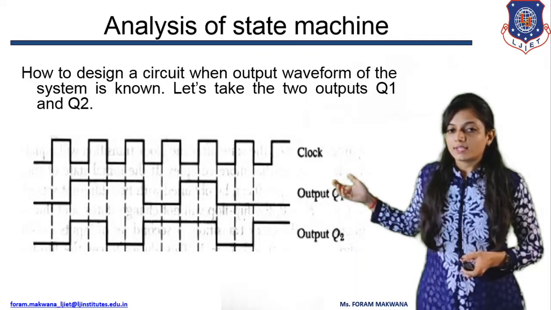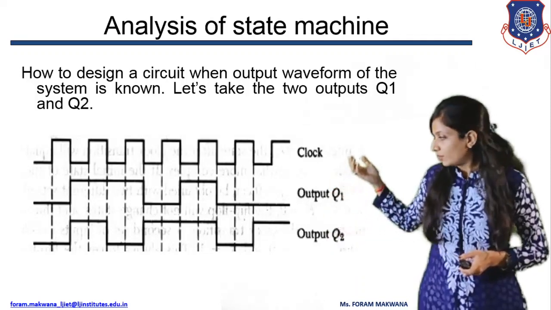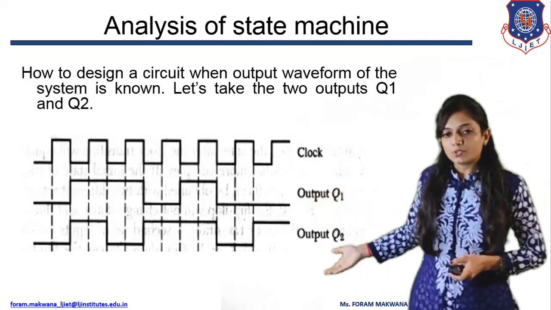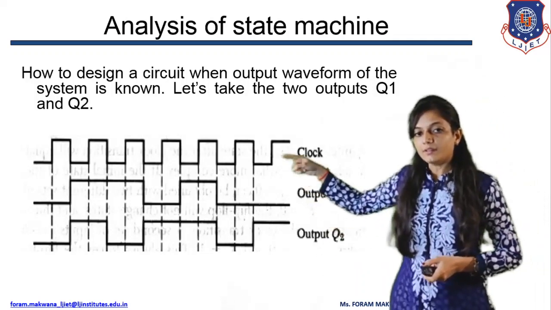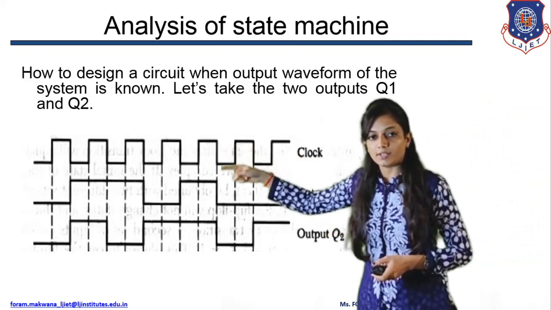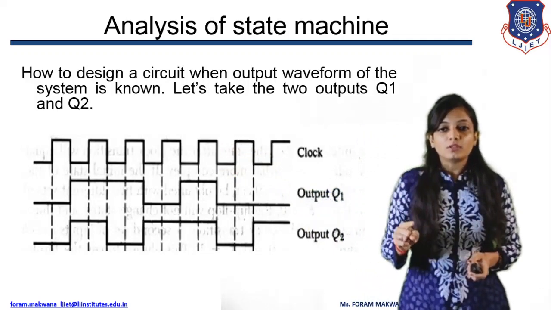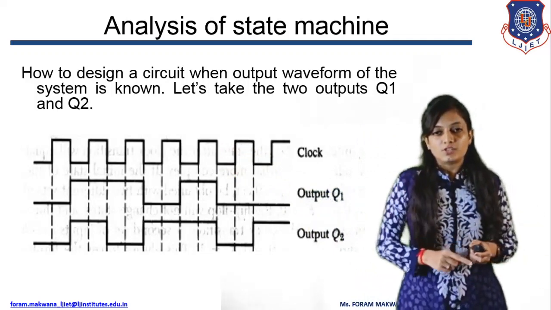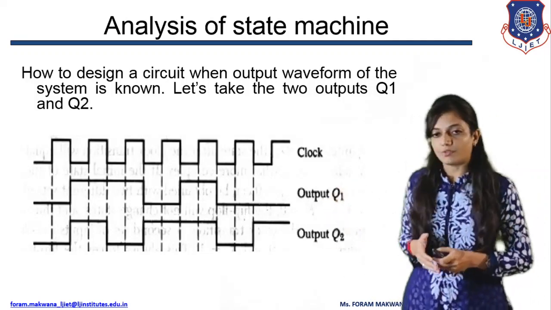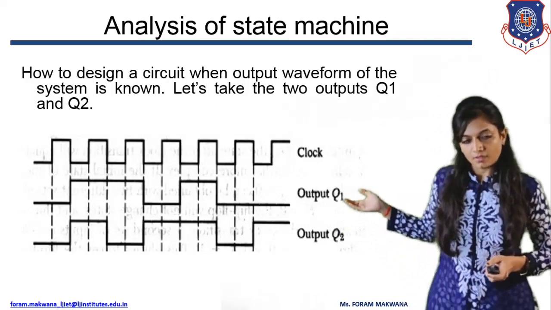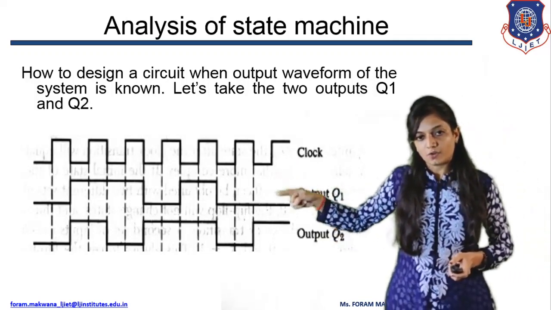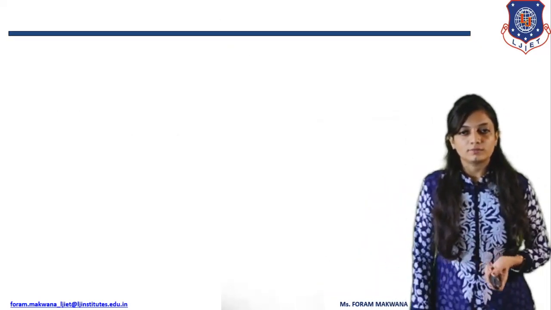Before focusing on what type of flip-flop we are going to use, I first need to conclude that my output is going to change at the negative edge. This is the falling edge, and this is the falling edge. If the output changes at the falling edge, that means my flip-flop is negative edge triggered. So you can see that outputs Q1 and Q2 change at the negative edge of the clock.